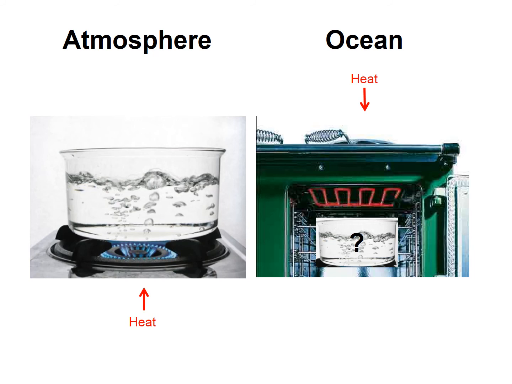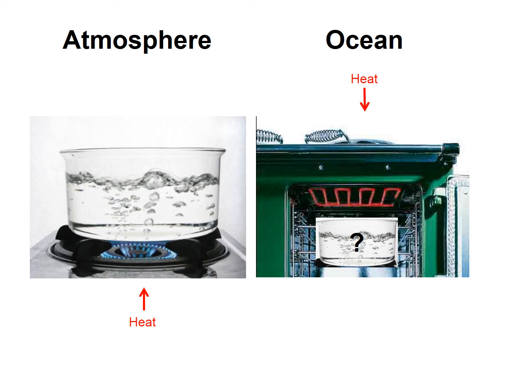Another thing is that we described earlier how the atmosphere is basically heated from the bottom. So this is an analogy for the atmosphere. It's heated from the bottom, so that makes it really turbulent and well mixed. So if you measure the concentration of some components of the atmosphere in one place, it will be very similar to somewhere else. So it's very well mixed.